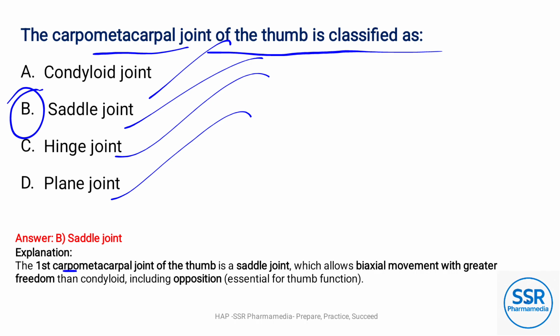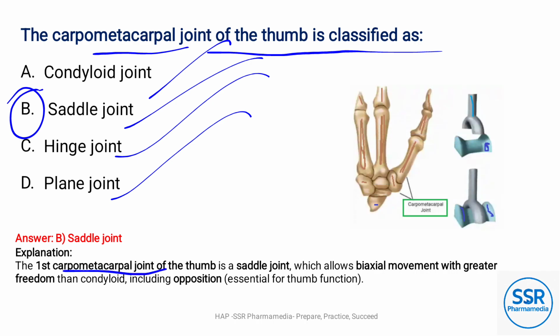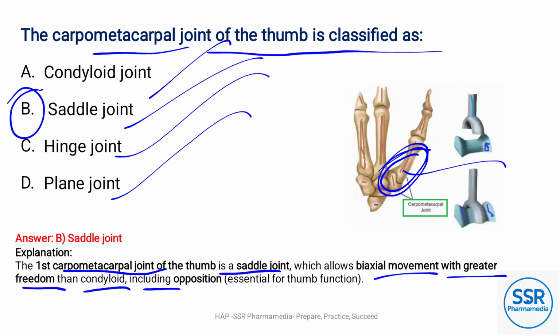The first metacarpal joint of the thumb is a saddle joint. This is the metacarpal joint. It is a type of saddle joint which allows biaxial movement with greater freedom than the condyloid joint, including opposition, essential for thumb functions.